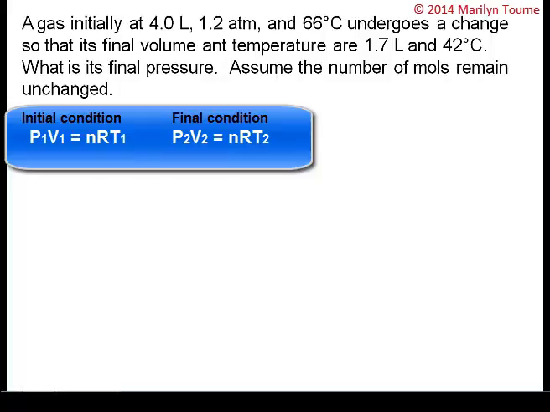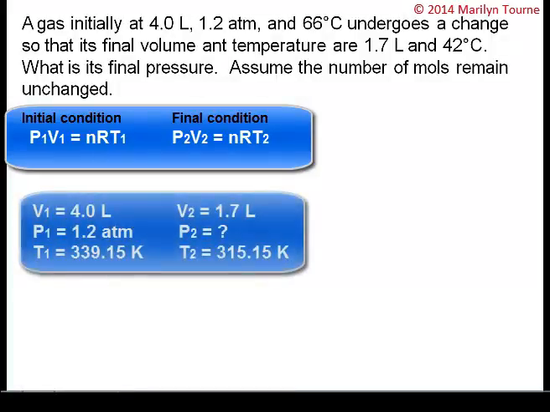Let's try it. A gas initially at 4 liters, 1.2 atm, and 66 degrees Celsius undergoes a change so that its final volume and temperature are 1.7 liters and 42 degrees Celsius. I wrote "ant", but that should be "end". Anyway, what is its final pressure? Assume the number of moles remain unchanged.